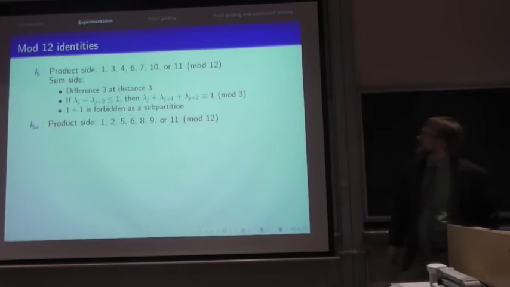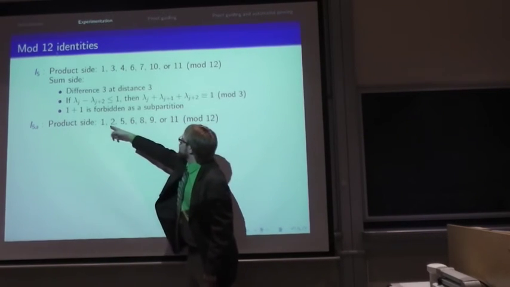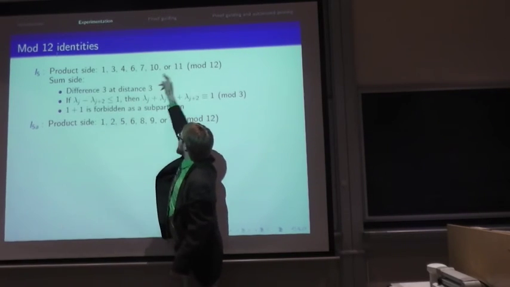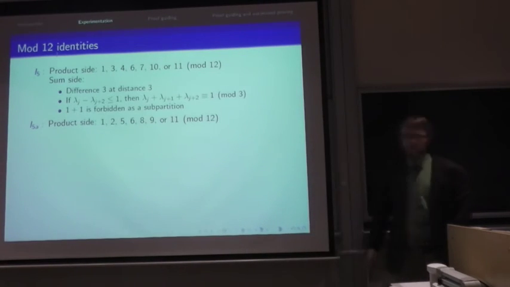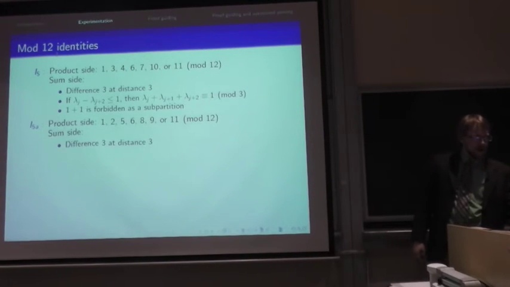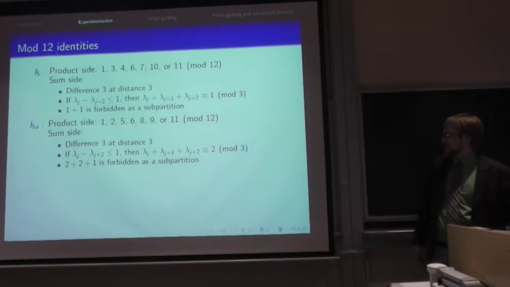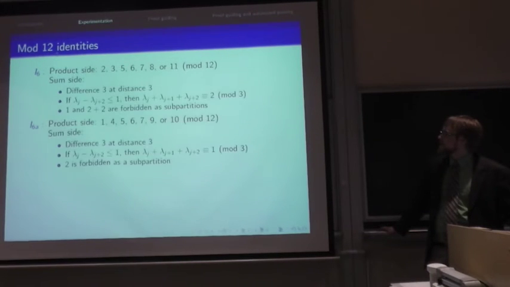This one is a friend of the previous one. The products here are exactly opposites. 11, so minus 11 is 1, minus 10 is 2, and so on and so forth. Mod 12, difference theory at distance 3. That 1 mod 3 becomes a 2 mod 3, and then we have some forbidden subpartition. So here are 2 more that I won't talk about because we already did examples.